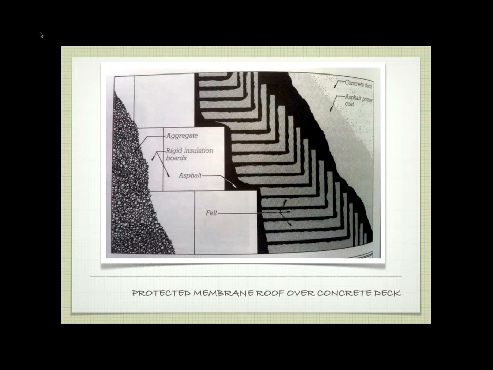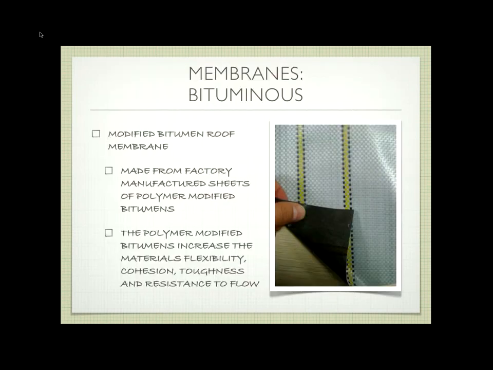So here's our example. We have our concrete deck, and we've got our asphalt primer coat that we're painting down. Then we've got all our layers of felt that are overlapping, that have those membranes in between. Then we're putting our rigid insulation board on top, and then we're putting our aggregate on top of that. So again, the membrane is protected by the insulation in this particular example. So it's going to vary a little bit.